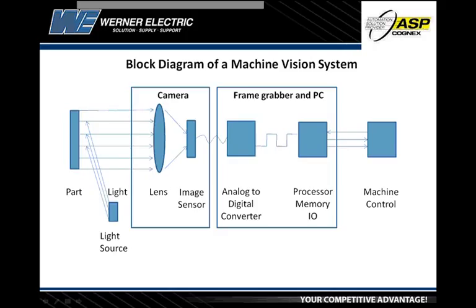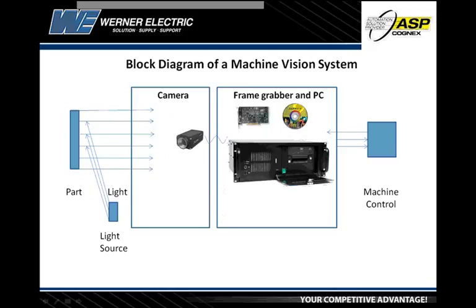So here's a block diagram of what I would call a traditional machine vision system, where the camera and the lens are grouped together, and then there's an analog signal between the camera and a frame grabber and a PC. So when I started doing machine vision 15 years ago, this is how all machine vision systems looked as a block diagram. And as an actual product, it would look something like this.